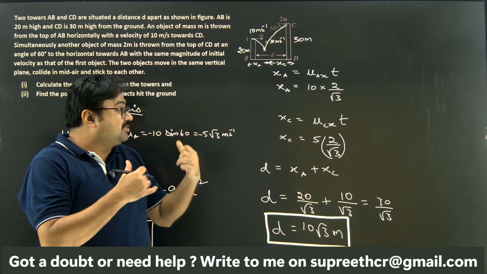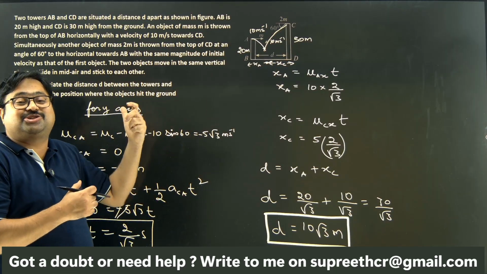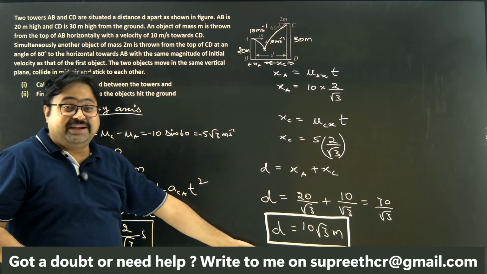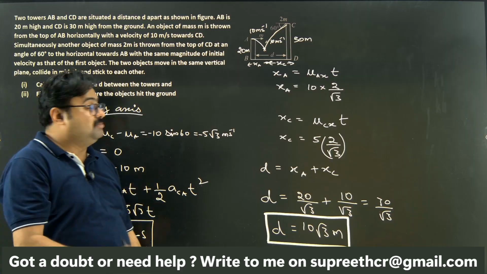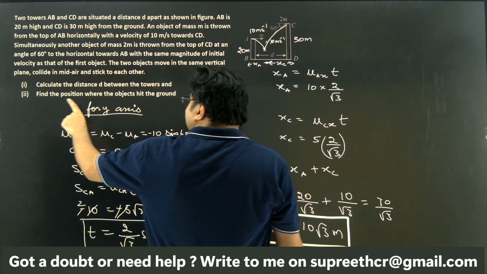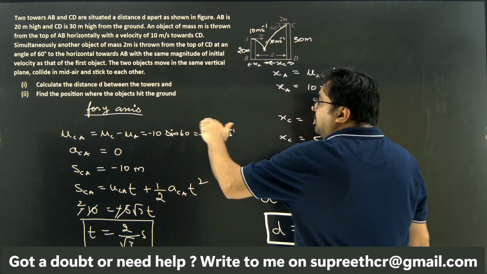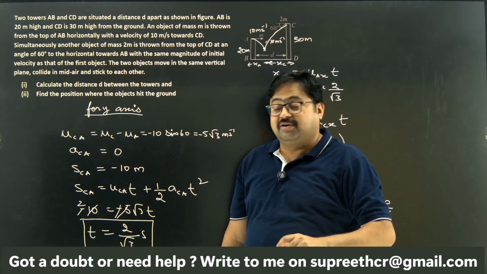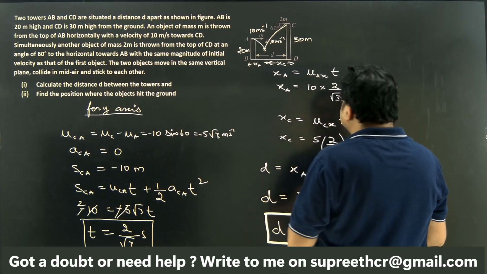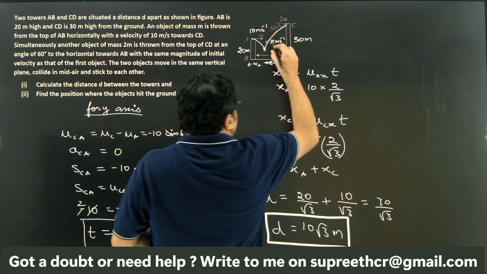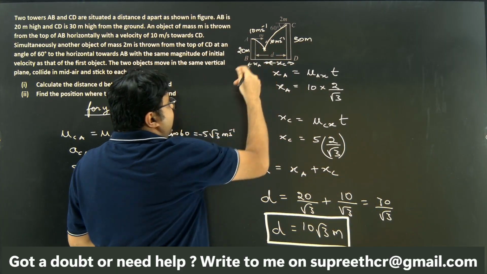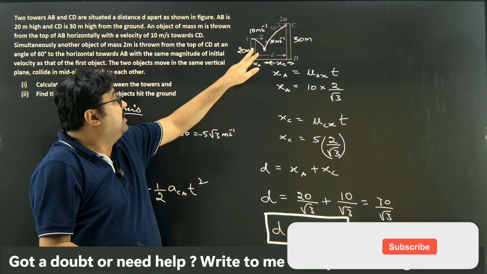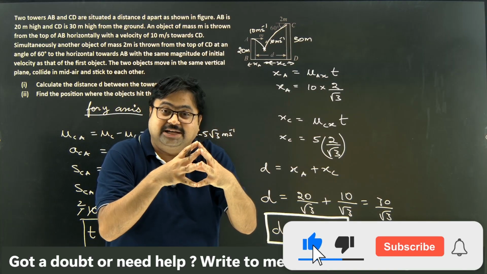So this question could look at first glance to be completely irrelevant to the given data, but you can get the answer for these questions. That's the beauty of it. Going further, find the position where the objects hit the ground. Where do these objects hit the ground? For answering that question, after they hit one another, they stick. My question to you is, what is the direction and magnitude of the velocity of the combined mass?